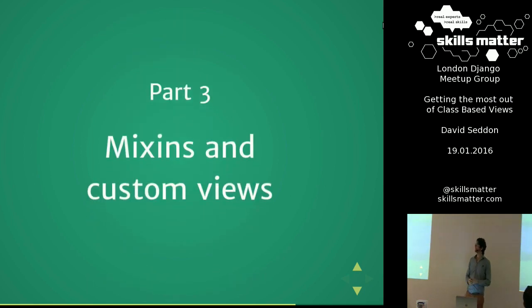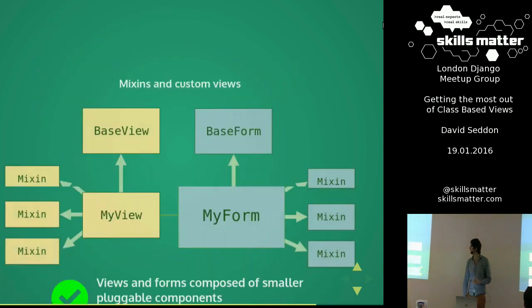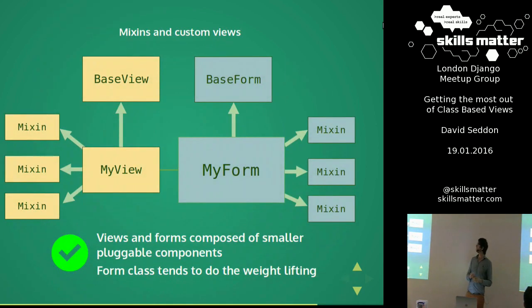So part 3, mix-ins and custom views. This is more of a matter of opinion, but this is how I like to write my views. It's easy to get to a situation where you have a really big view and a small form. Some of you might know the idea of fat models in Django, and that kind of means thin views. But I'm going to ignore models for the moment and just talk about views and forms here. I think data processing, if it doesn't actually belong in the model, really should be left to the form and not to the view. So I think a better way is to do something like this, which looks like a complete mess, but actually is not as complicated as it maybe appears.